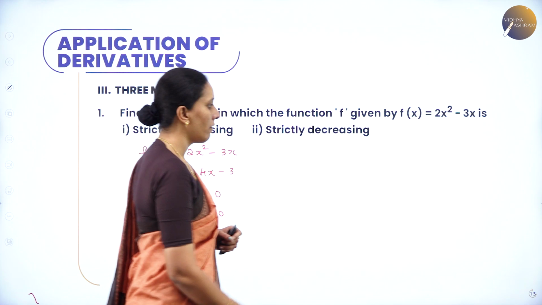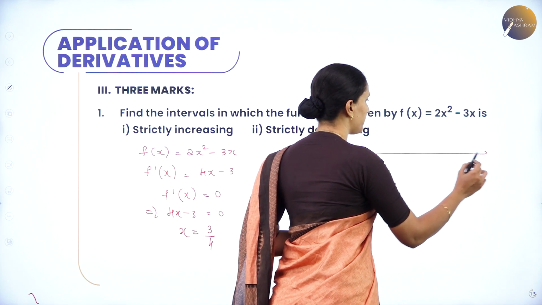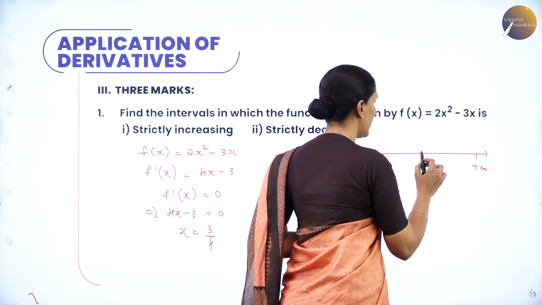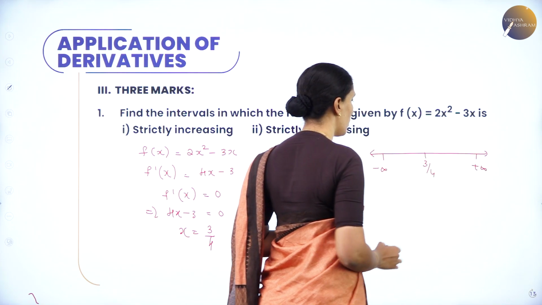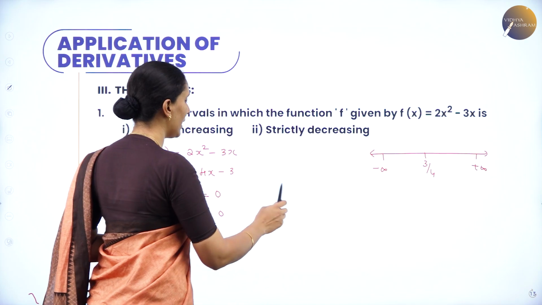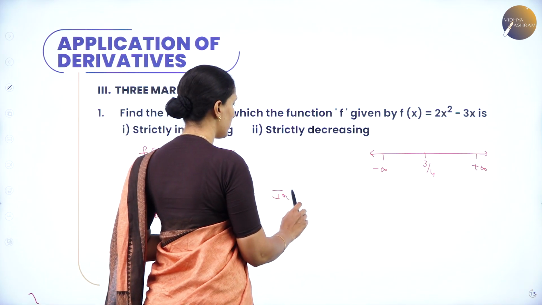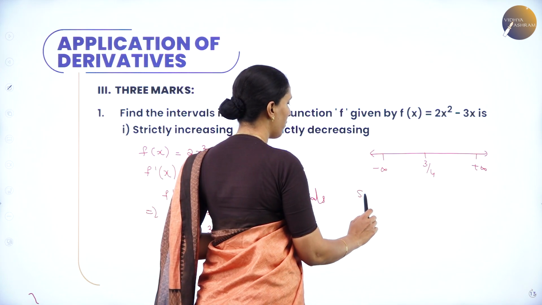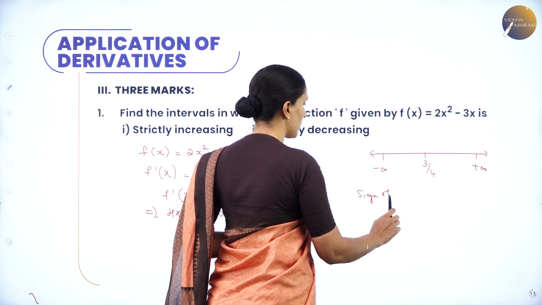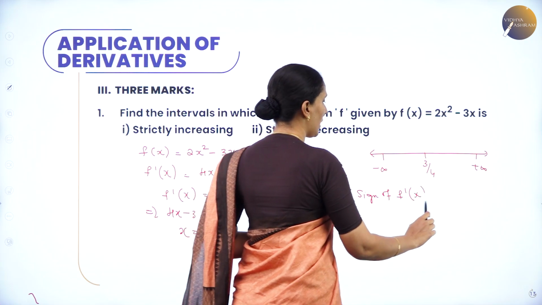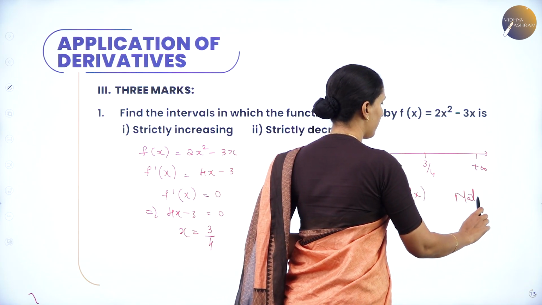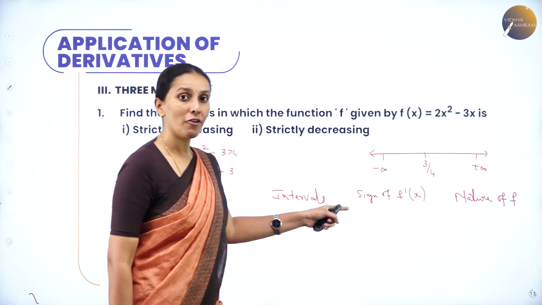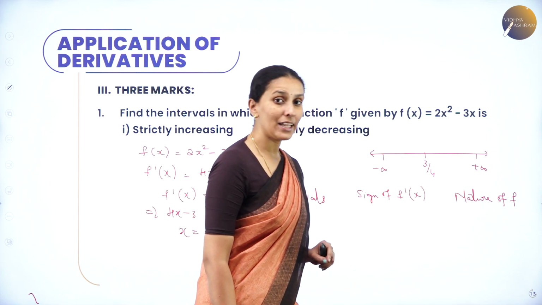So clearly we can divide the number line from minus infinity to plus infinity. So we have 3 by 4. Here we can take the intervals and check the sign of f dash of x, and we can define the nature of f. So remember, this is the sign of f dash of x and this is the nature of f.